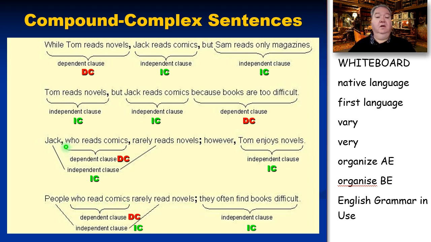Up here, we can take out who reads comics. We can say Jack rarely reads novels. That doesn't change the meaning. So the commas are there because it's actually removable. Those are like little clips. You can take it out. Here, this is vital, so we cannot do that. So there are no commas, no little handles you can grab. People who read comics rarely read novels. They often find books difficult. So independent clauses, compound, complex.